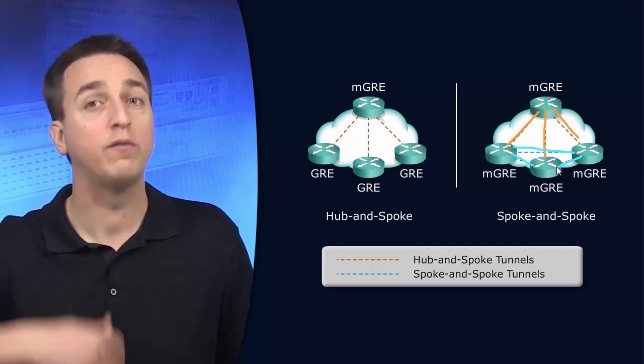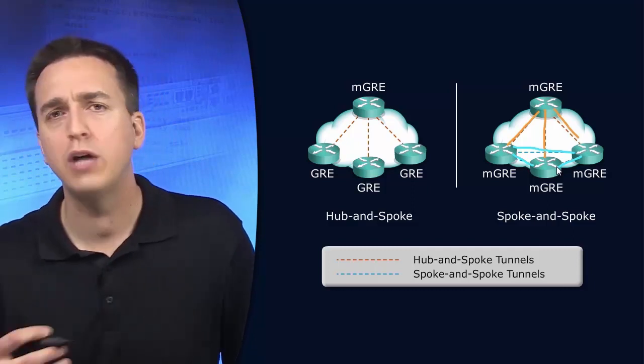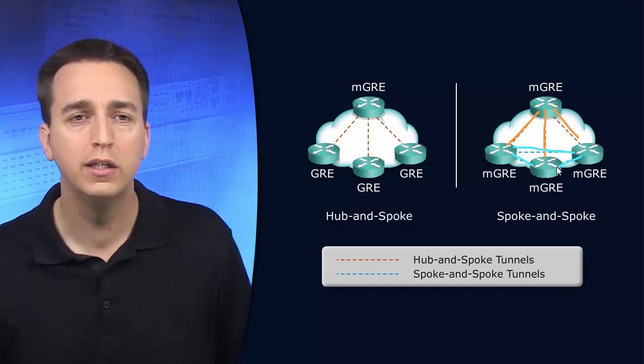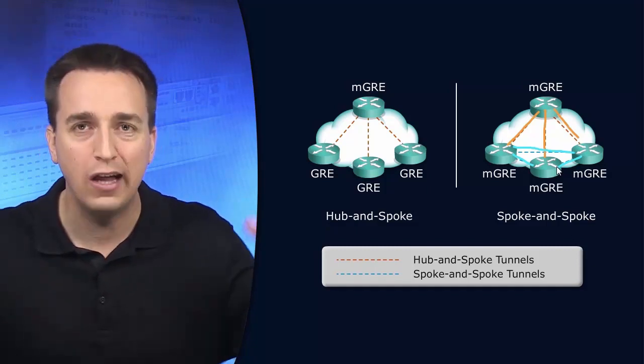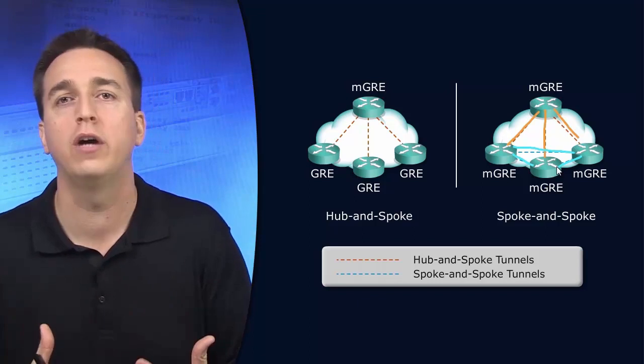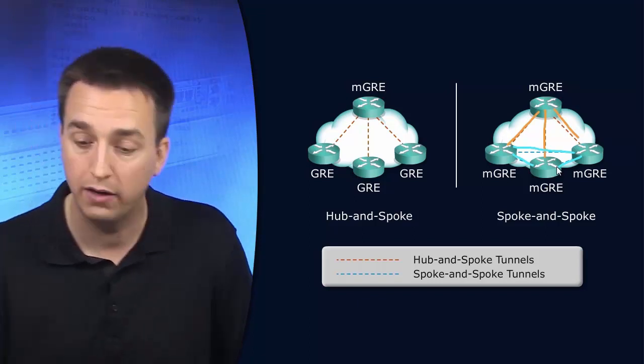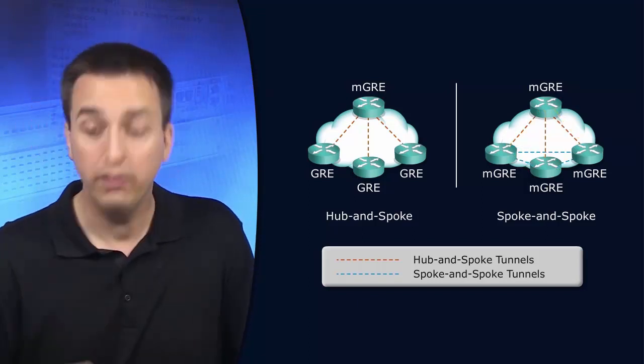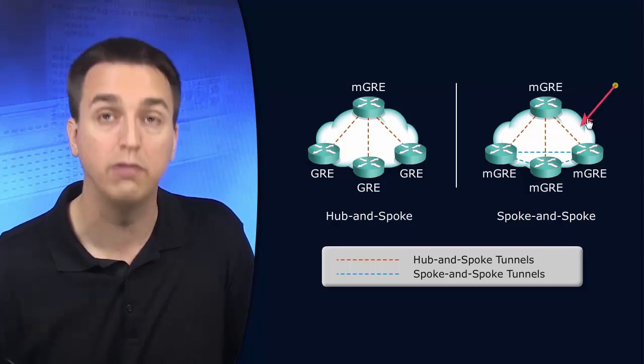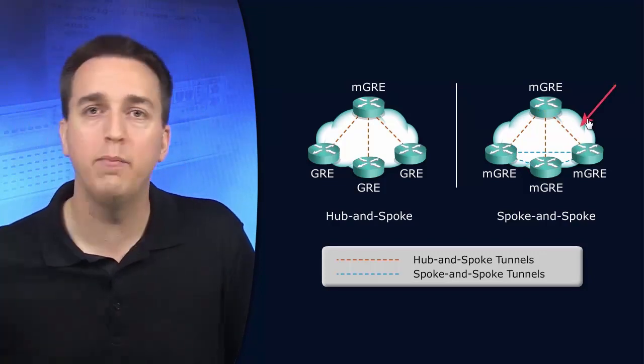So now the traffic doesn't have to flow through the hub. The traffic can flow directly through the spoke using that underlying infrastructure that this is on top of. And what might that underlying infrastructure be? Well, it might be the internet, this cloud. It might be MPLS.